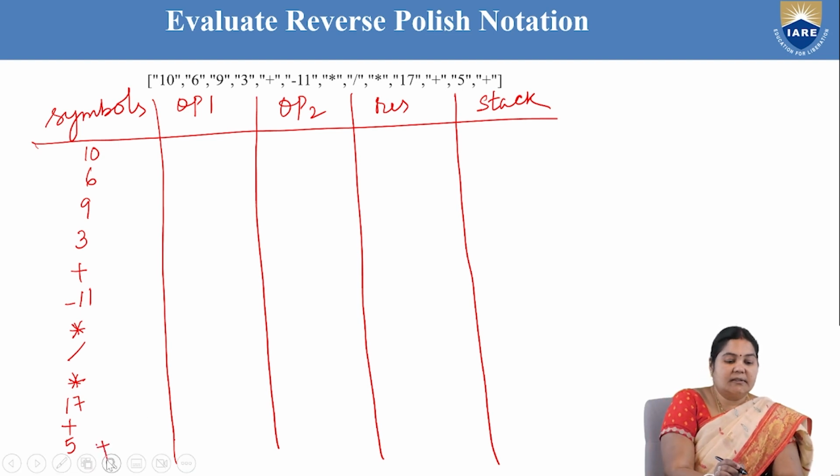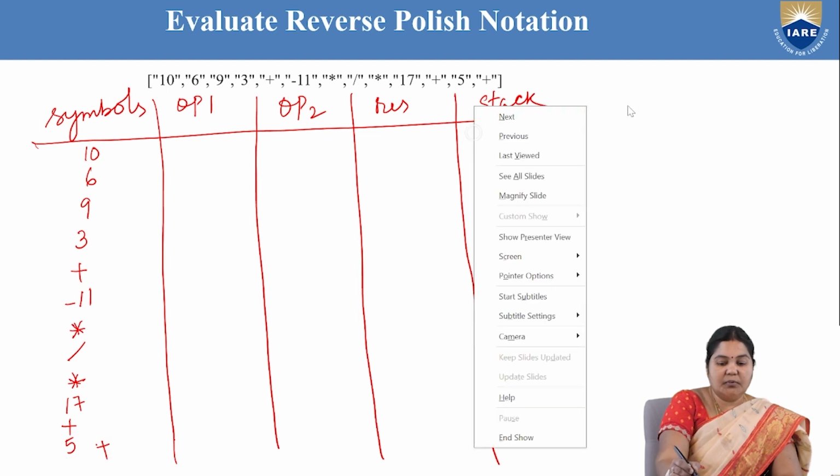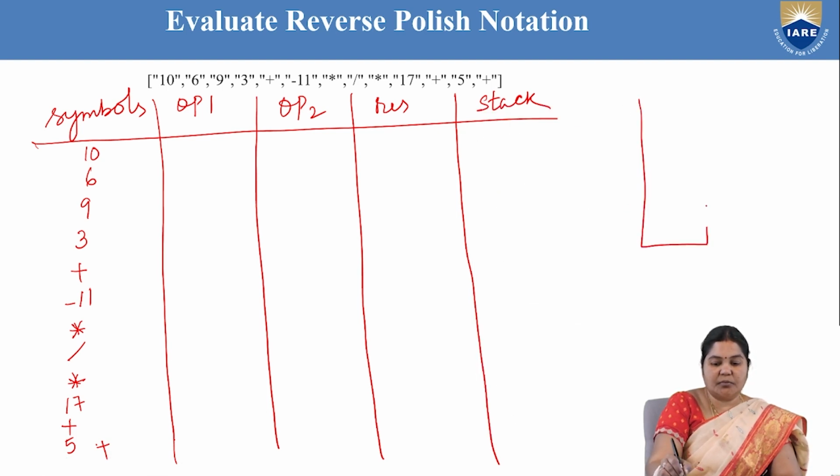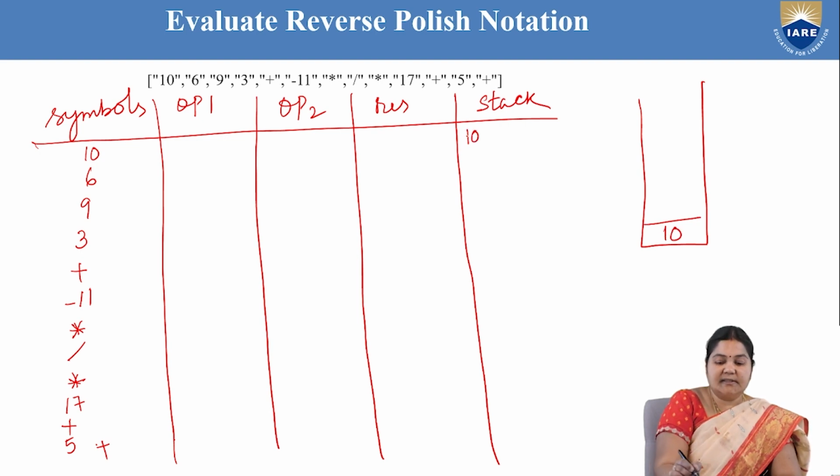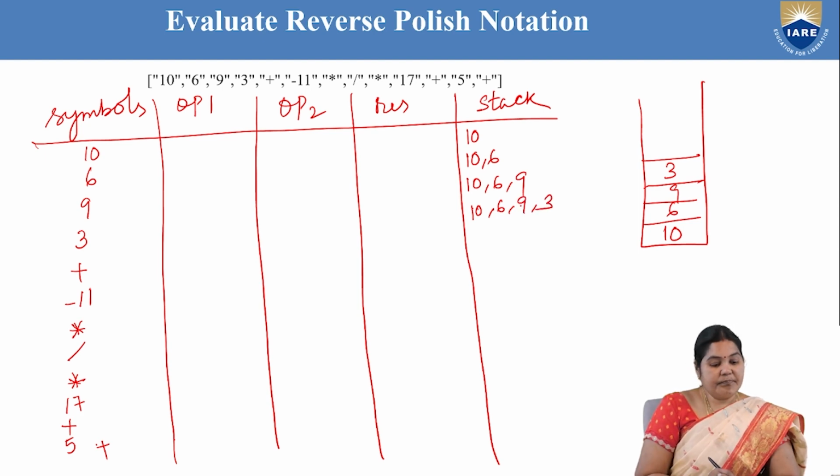Now, how to start? The first symbol is an operand. The rule says that if it is an operand, then simply push it onto the stack. So, we will make a stack over here and we are inserting 10. So, I am writing here 10. Then, the second symbol is also an operand, so we will push it onto the stack. So, it is 10, 6. Then, 9 is also an operand, so we will write 10, 6, 9. Now the last one is also an operand. It is 3. So we will write 10, 6, 9, 3. You have to write like this. Then we have the plus operator.